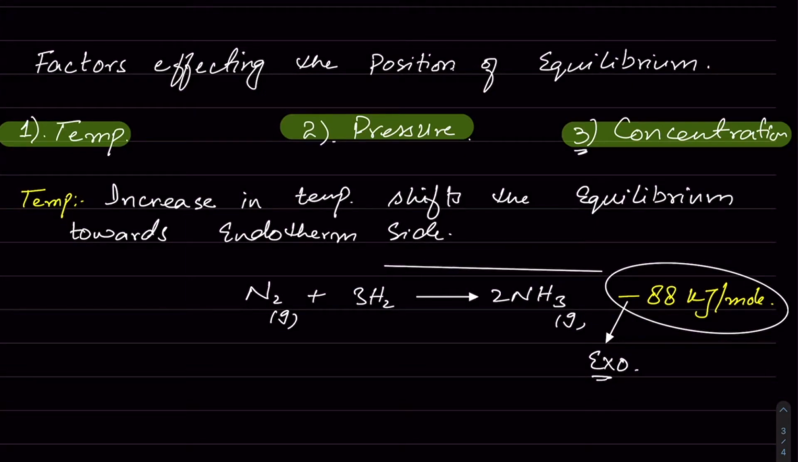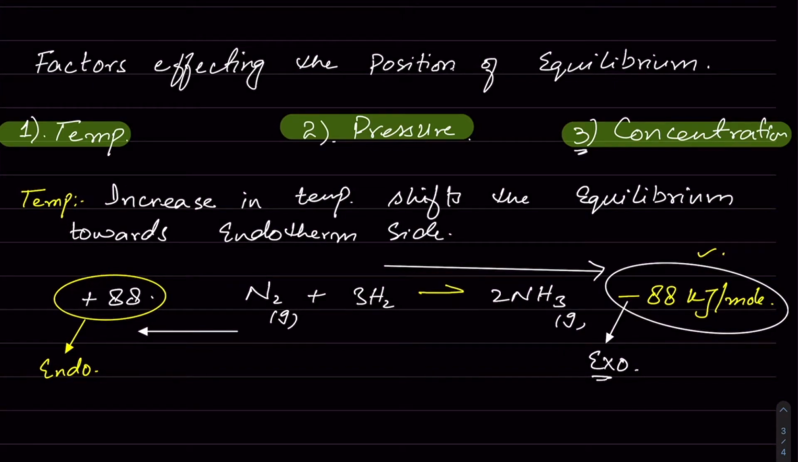If the forward reaction has a negative enthalpy change, then the reverse reaction is going to be positive 88. The amount of energy will remain the same but the sign will be different. So this positive sign indicates the reverse reaction is endothermic and the forward reaction is exothermic. This reaction normally occurs at 400 to 450 degrees C.